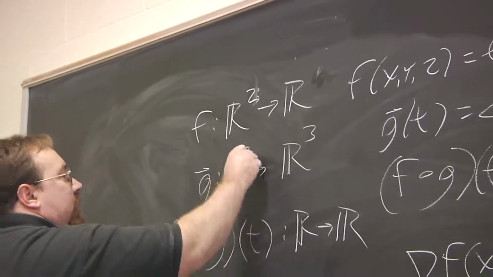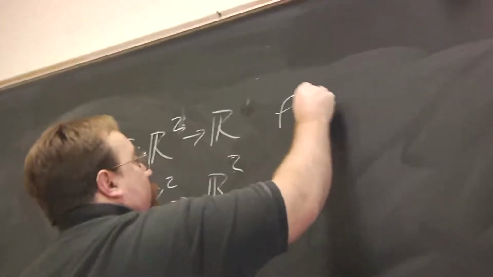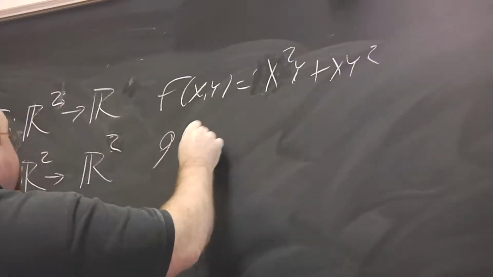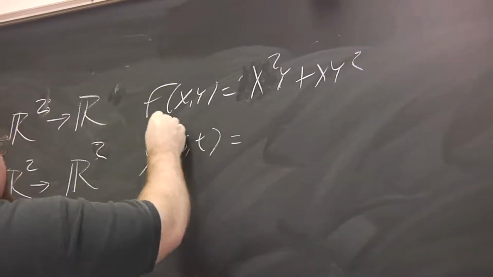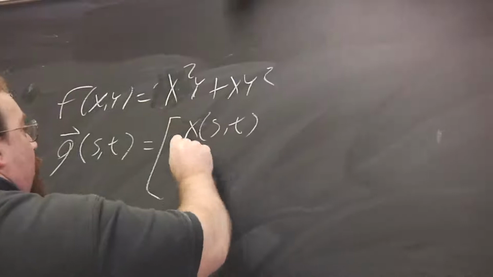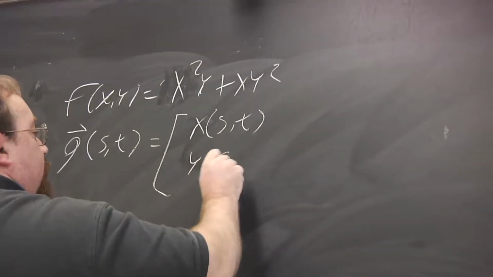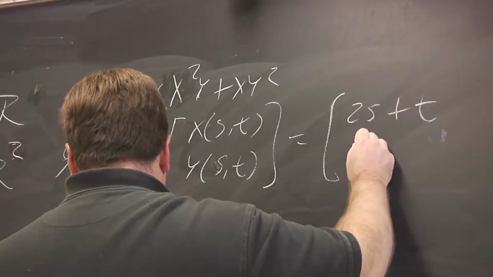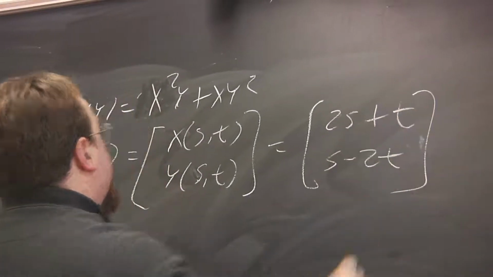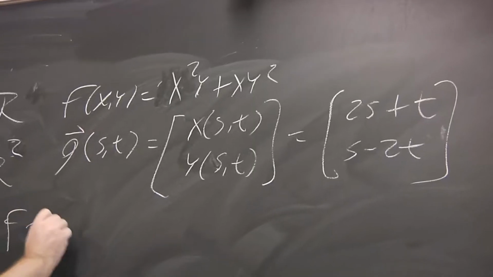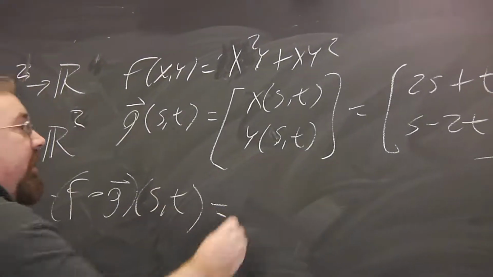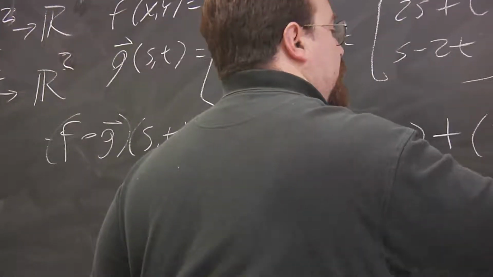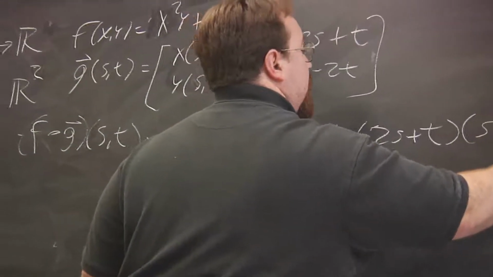G is going to be a function that maps R2 to R2. So f of x, y is x squared y plus x y squared, and g, function of s and t, is a vector valued function like before. So we have two component functions, x and y, that are both functions of s and t, and those functions are 2s plus t and s minus 2t. So these are the functions we're going to compose. So f composed with g, function of s and t, is going to be (2s plus t) squared times (s minus 2t), plus (2s plus t) times (s minus 2t) squared.